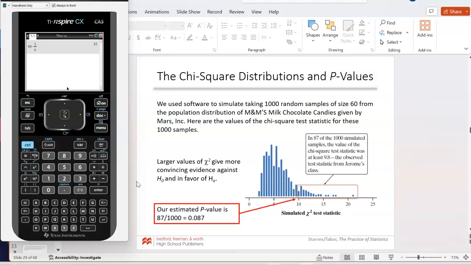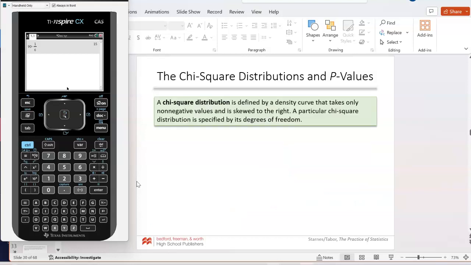0.087, so 8.7%. I mean, I guess it's not that small. Chi-square distribution is defined by the density curve that takes only non-negative values and is always skewed right. So that's interesting. We've been dealing a lot with normal stuff. So chi-squared is always going to be skewed right.